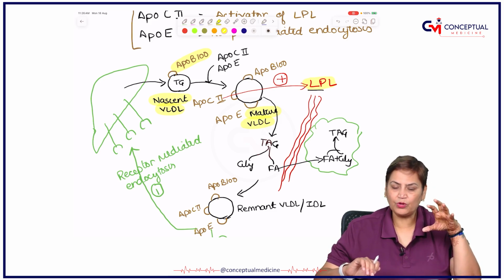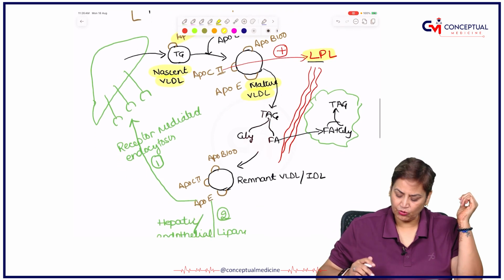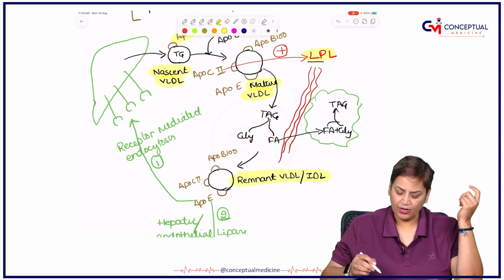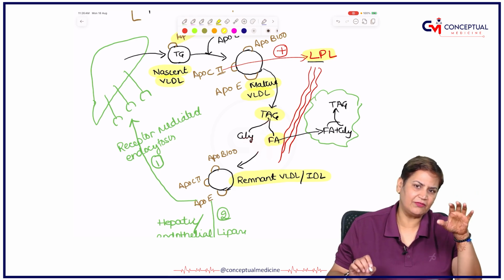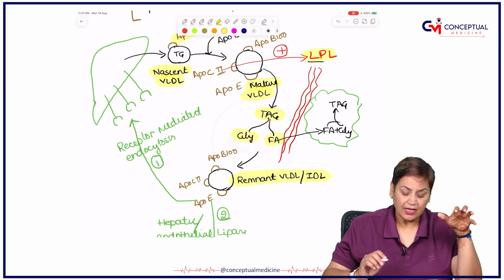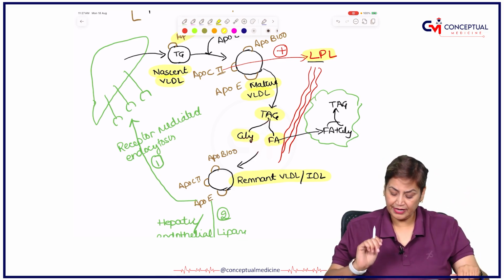So this lipoprotein lipase will extract, right? And the leftover will be known as remnant VLDL. And obviously extraction will happen. Fatty acids will enter the adipose tissue, forming triglycerides, and will be stored as such, and glycerol will enter the liver because glycerol cannot be metabolized in the adipose tissue, right?